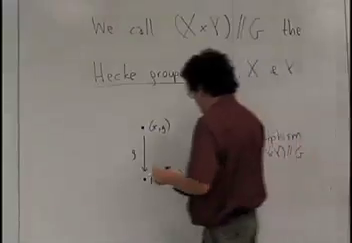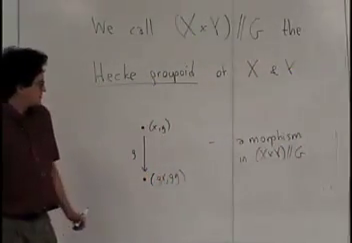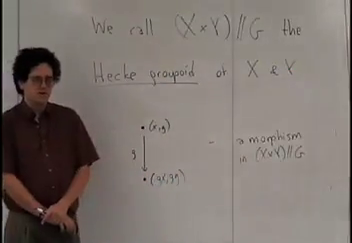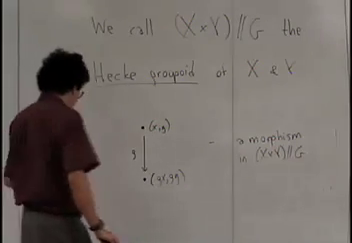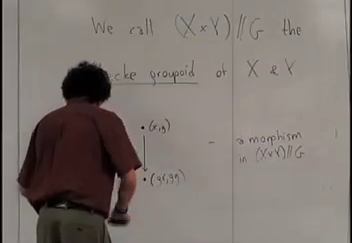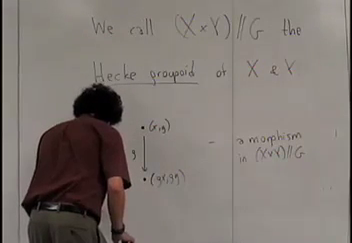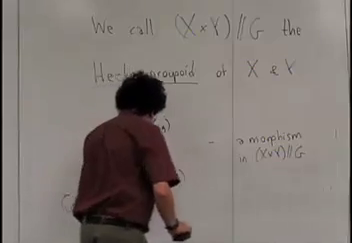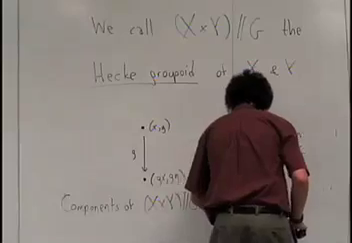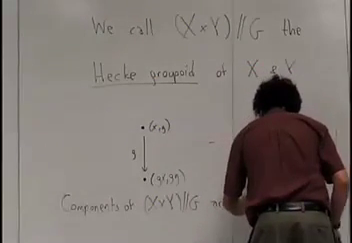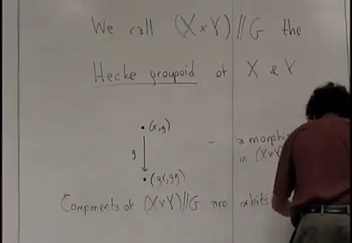That's what the morphisms look like. So what is an isomorphism class in here called? It's called an orbit, right? It's an orbit of the action of G on X times Y. So the components, or isomorphism classes, are orbits in the G-set X times Y.